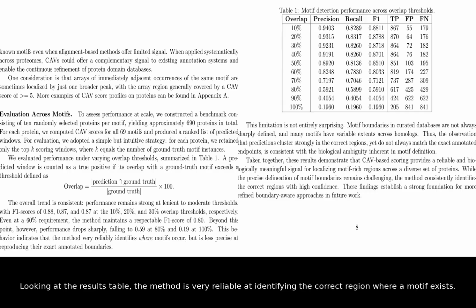Looking at the results table, the method is very reliable at identifying the correct region where a motif exists. It achieves an F1 score, a measure of accuracy, of over 85% when it just needs to find the right neighborhood. It's less precise about finding the exact start and end points, but that's often ambiguous even for human experts.